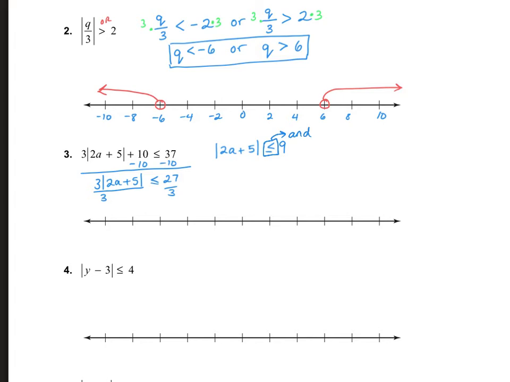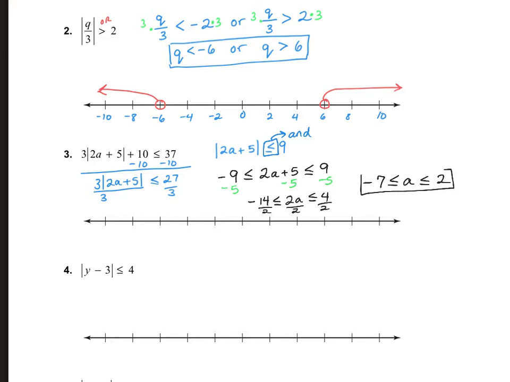And so the easiest way to do the and ones is to write it this way. We're going to do our negative number less than or equal to what's inside the absolute value less than or equal to the positive number. And we'll go ahead and solve from there. I'm going to first subtract 5, and that will give me -14 less than or equal to 2a less than or equal to 4. Now I need to divide by 2, and that will give me -7 less than or equal to a less than or equal to 2.